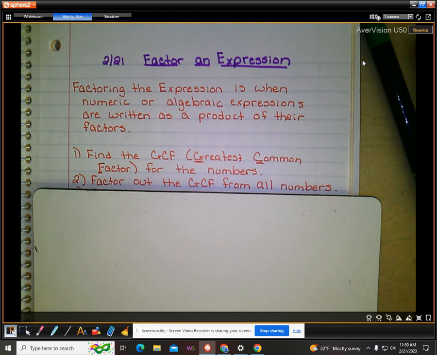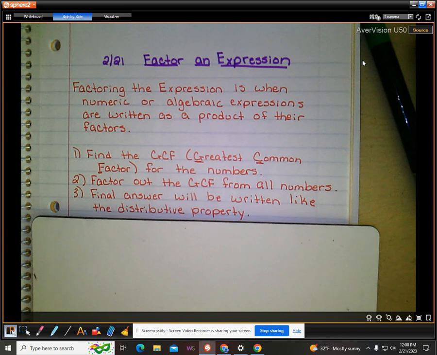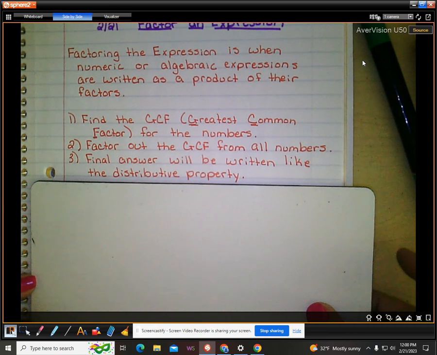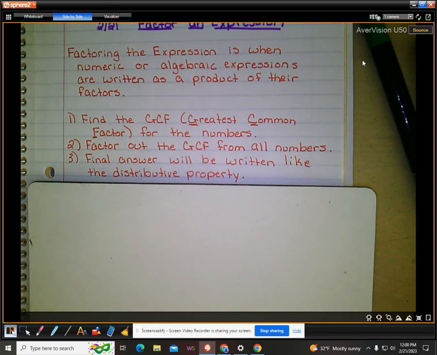And this will make sense when we do examples. And then your final answer will be written like the distributive property. So the final thing is, the final answer will be written like the distributive property. So again, this is the exact opposite of what we did on Friday. Friday, you distributed it out. Today, you're going to factor it back.